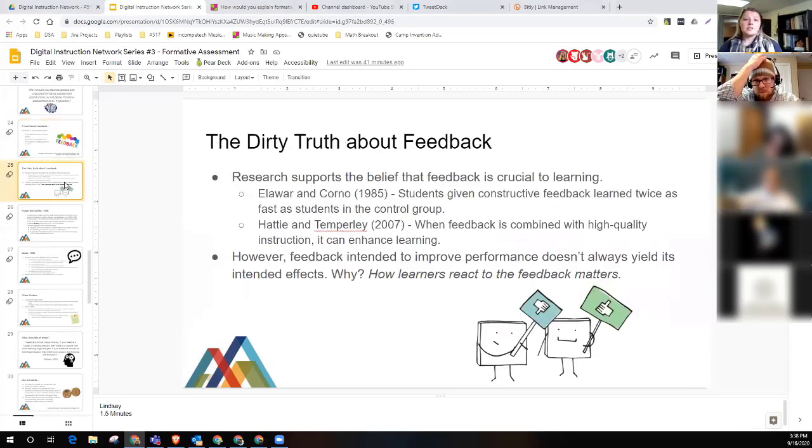So a lot of research supports this belief that feedback is crucial to learning. This is why we see so many workshops on it, and we have so many supervisors coming in and monitoring the feedback in our classroom. I've just listed a couple of examples here.